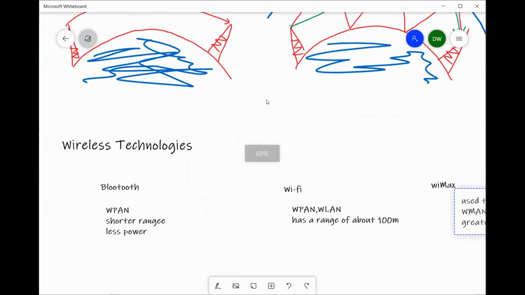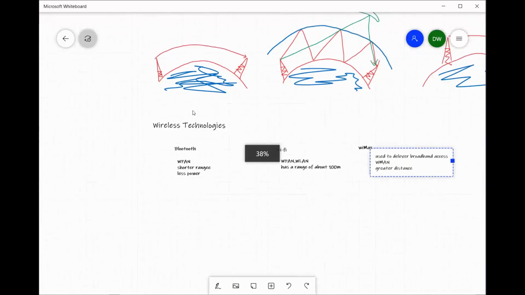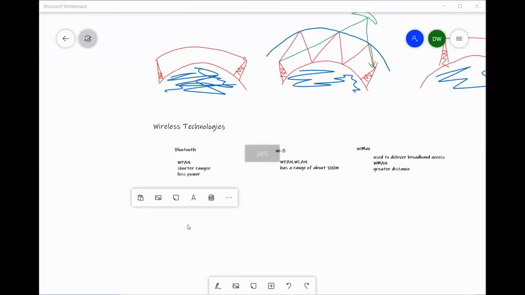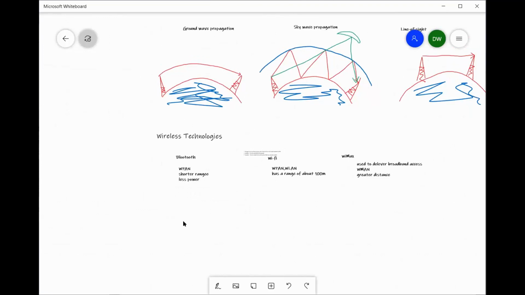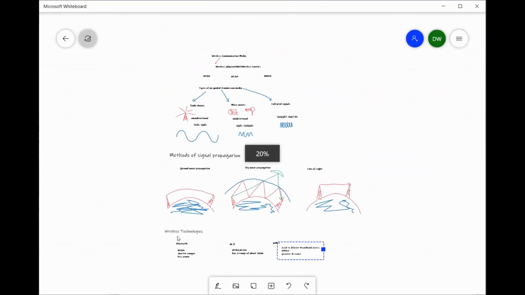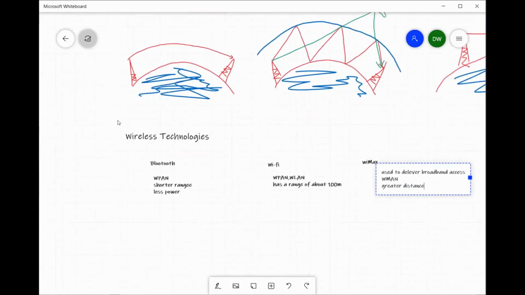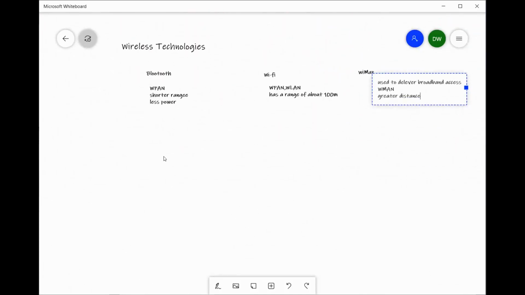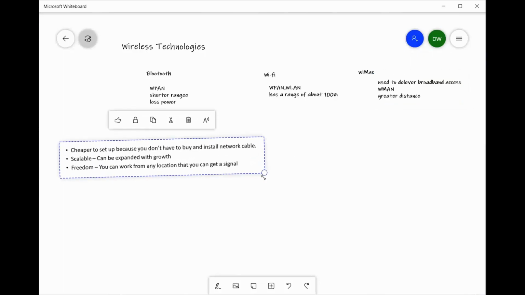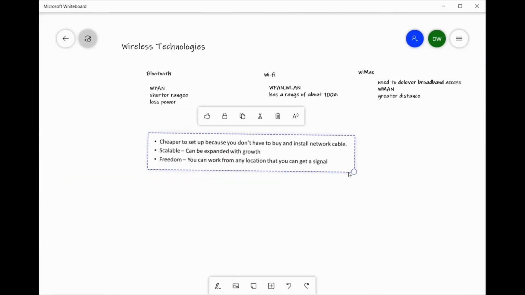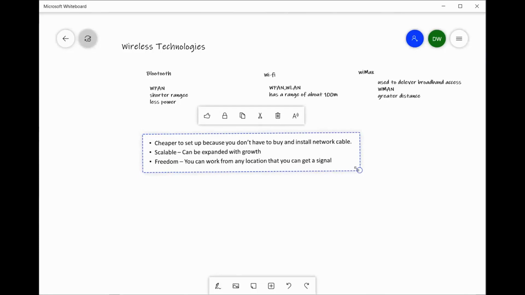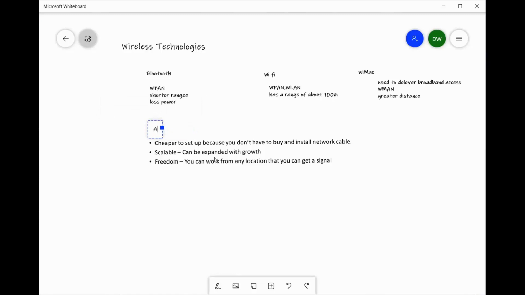So finally, there are certain advantages and disadvantages of wireless networks. I'll mention those here. So these are some of the advantages we have for these wireless networks.